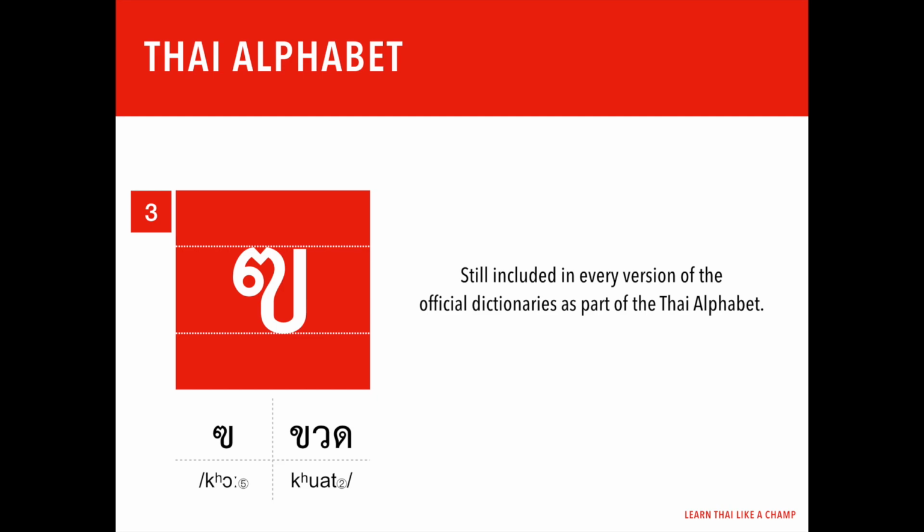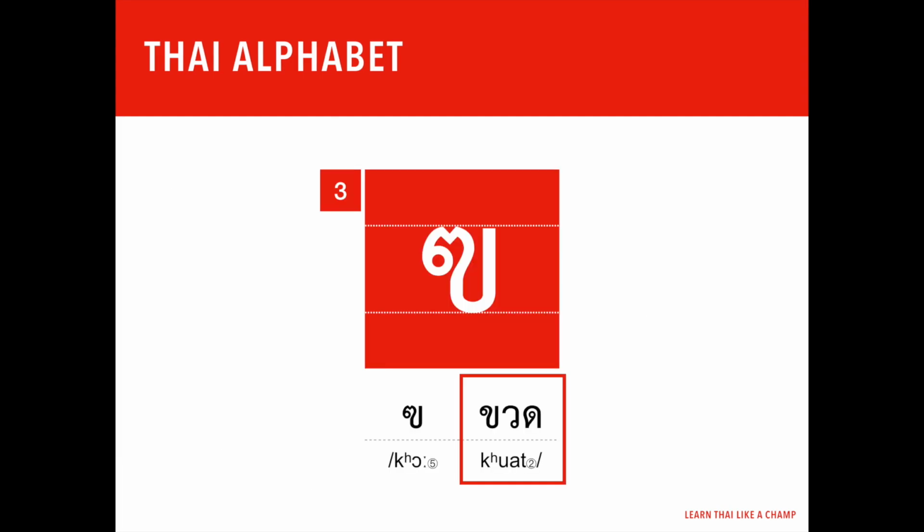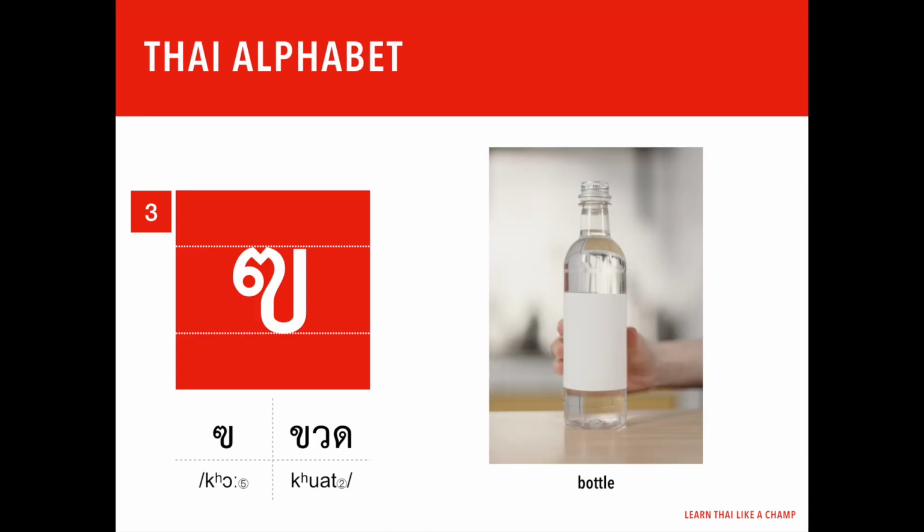Anyway, I digress. Khuat is the second part, which is the vocabulary or word associated with the letter. Khuat has the second tone. Khuat means bottle.